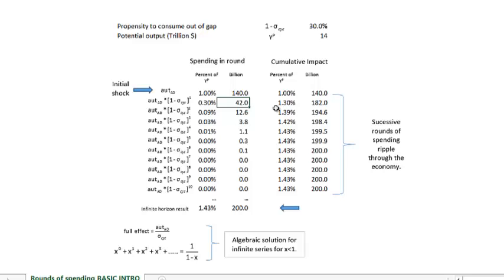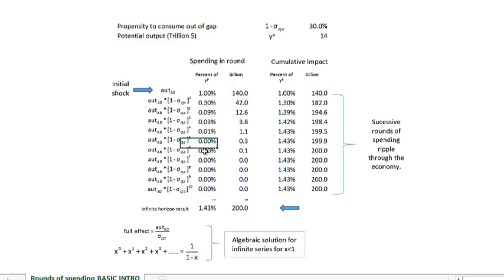And we assume that in each successive round of spending, households will spend 30% of what they had previously spent. So in the second round of spending, we're going to have 30% of the 1%, or 0.3%. In dollars, that's 42 billion. By the way, this spreadsheet is available to you so you can verify these calculations. In the third round of spending, we're going to be spending 30% of 30% of the original shock, or 0.09%. That's $12.6 billion. In the fourth round, we're going to be spending 30% of 30% of 30% of the original 1%, or $3.8 billion, and so on. I think you get the idea here.